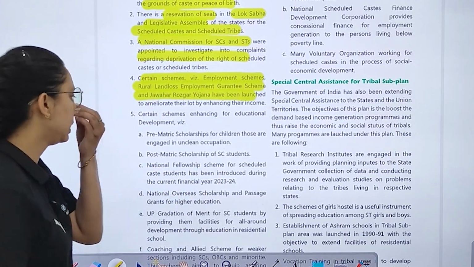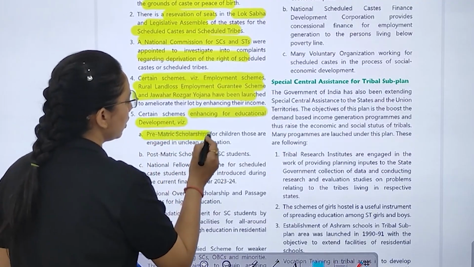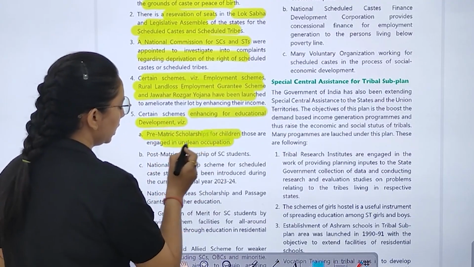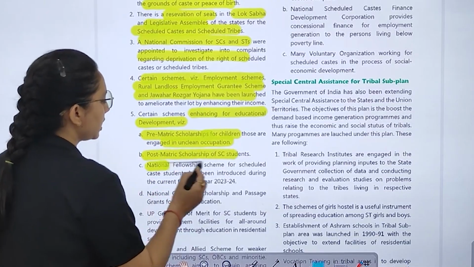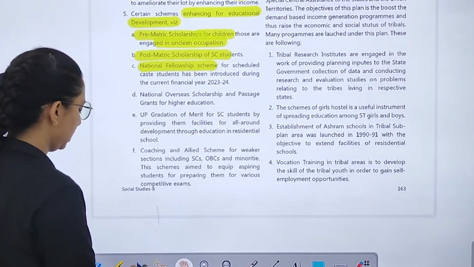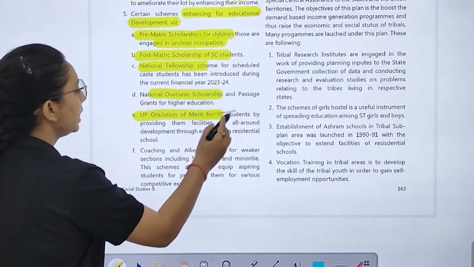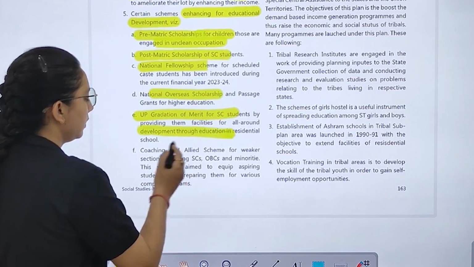a lot of enhancing their income. Certain schemes for educational development: pre-matric scholarship for children who are engaged in unclean occupations, post-matric scholarship दी जाती है SC students को, national fellowship scheme दी जाती है, right? National overseas scholarship दी जाती है, right? And then upgradation of merit of SC students, ये facilities देता है for all-round development.